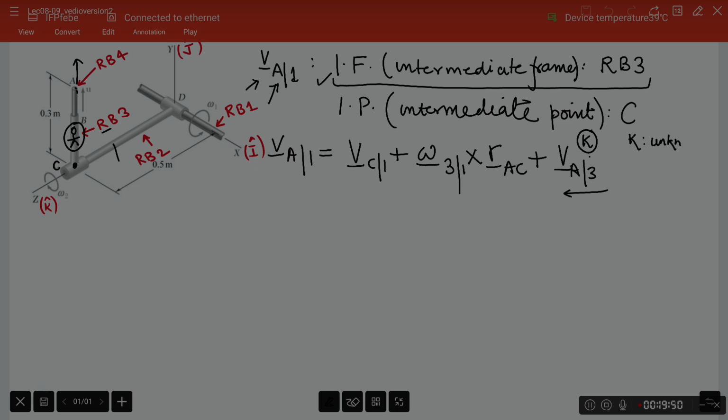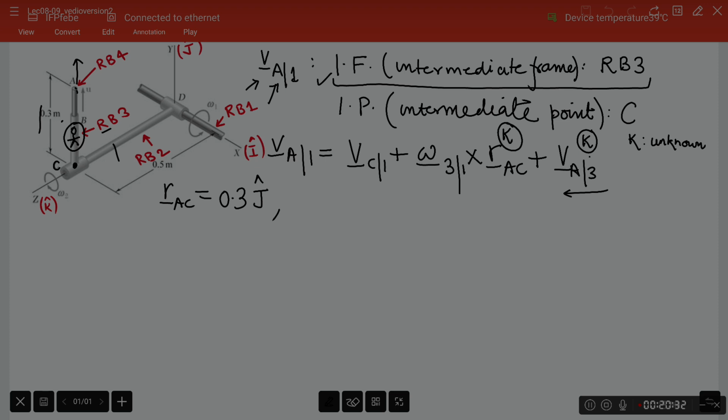If you go to the previous slide, you would see that VA3 is a known quantity based on the given information. It is actually U times j hat. Then I move to the next quantity, RAC. Is RAC a known quantity? We look at the geometry, the geometric details given. Yes, RAC is a known quantity. At this particular instant, it is 0.3 times J. So this is also a known quantity.